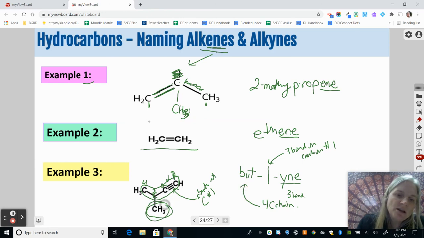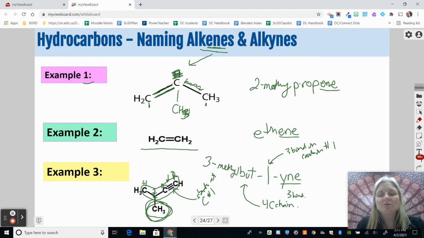Then we just need to describe where this methyl group is. The methyl group is on carbon 3. So on carbon 3, we have methyl. So this will be called 3-methylbut-1-yne. Ugh, what a messy name. But that's what happens with these. They get long, they get messy, they get complicated. But we have these rules that we can use so that we can name any kind of compound.